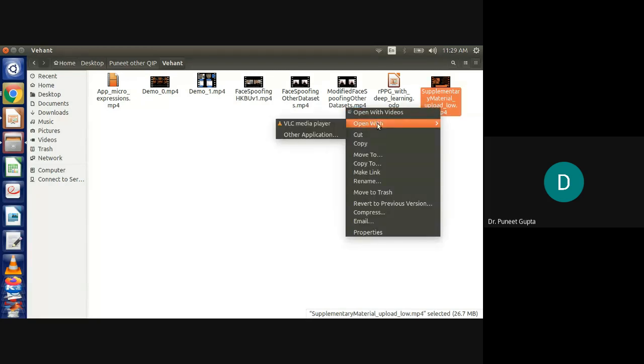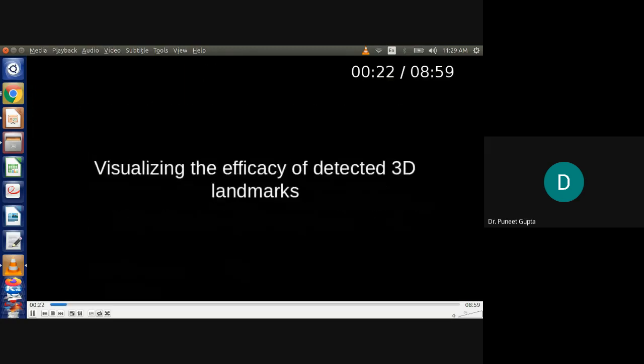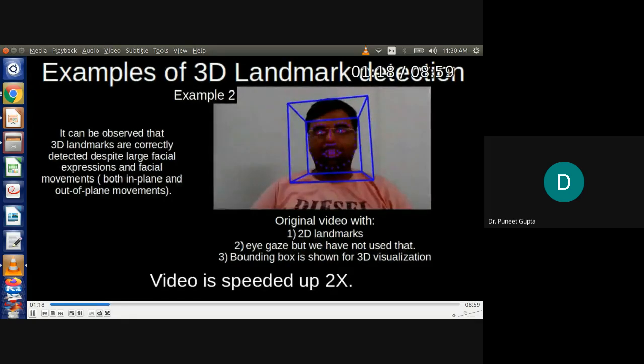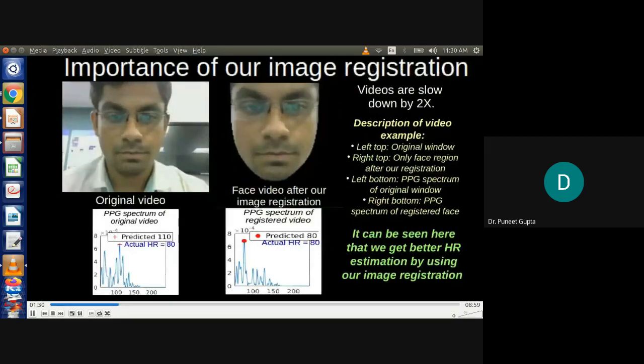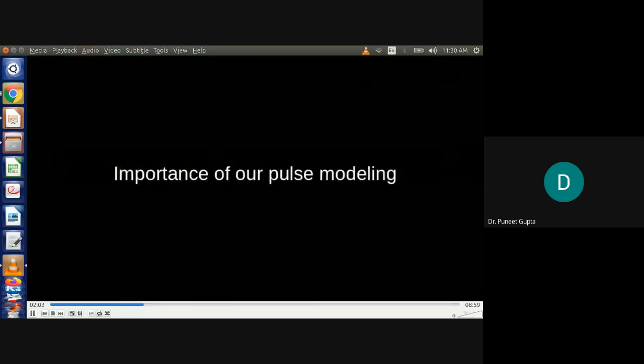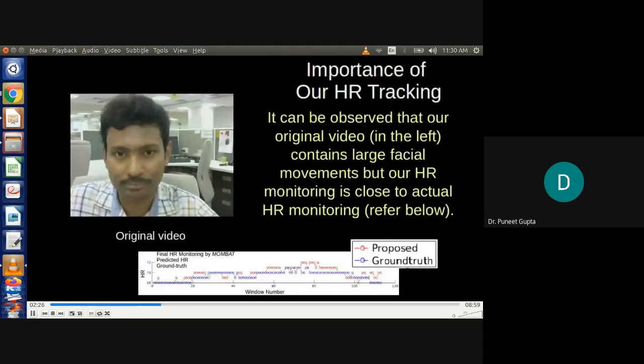Again, I also have one more video that I can show you. This is what I mean. This is how OpenFace works. Because I think we have seen the image registration and its problems. I think first modeling we have not discussed, but yeah, HR tracking.